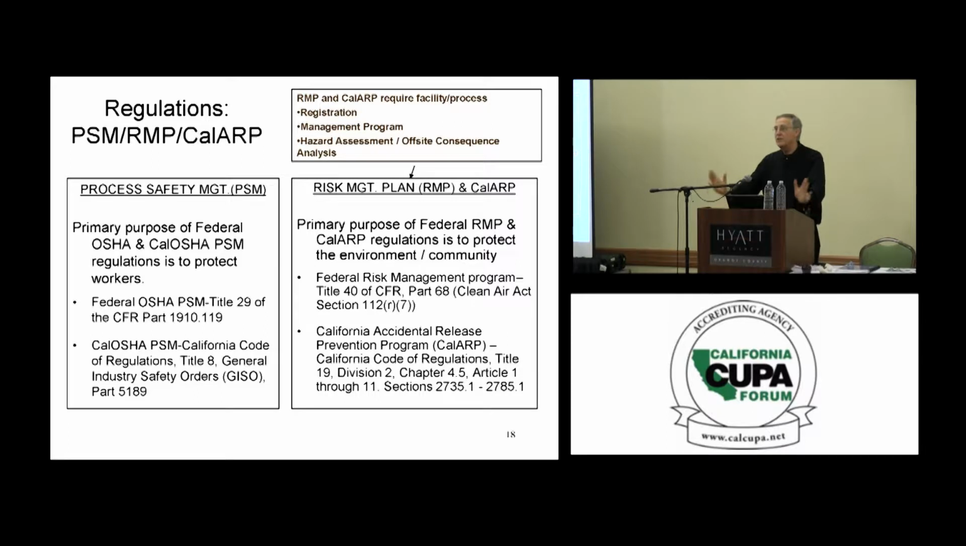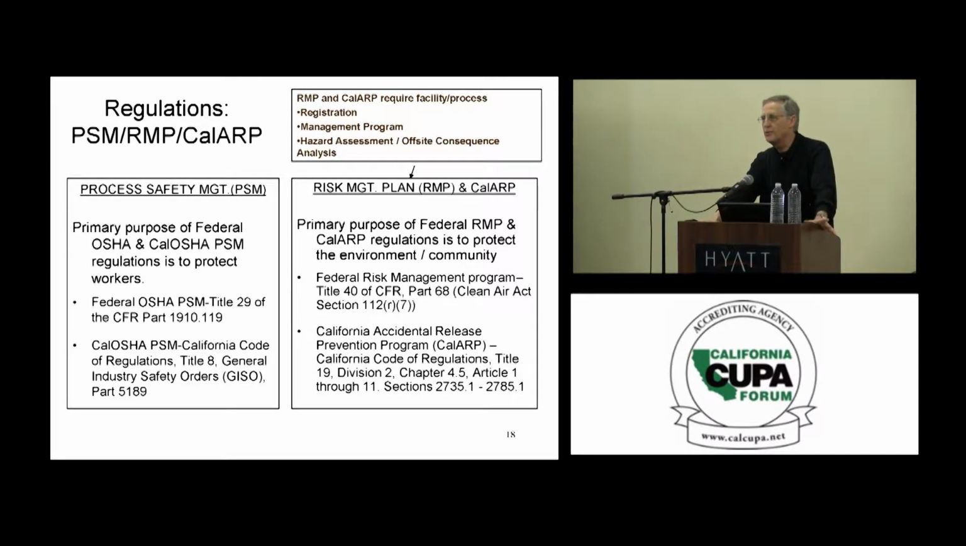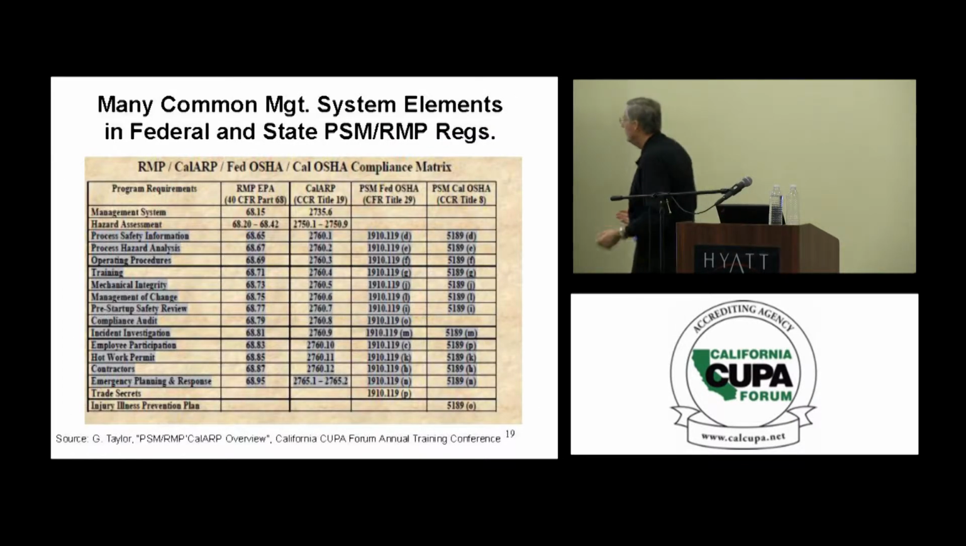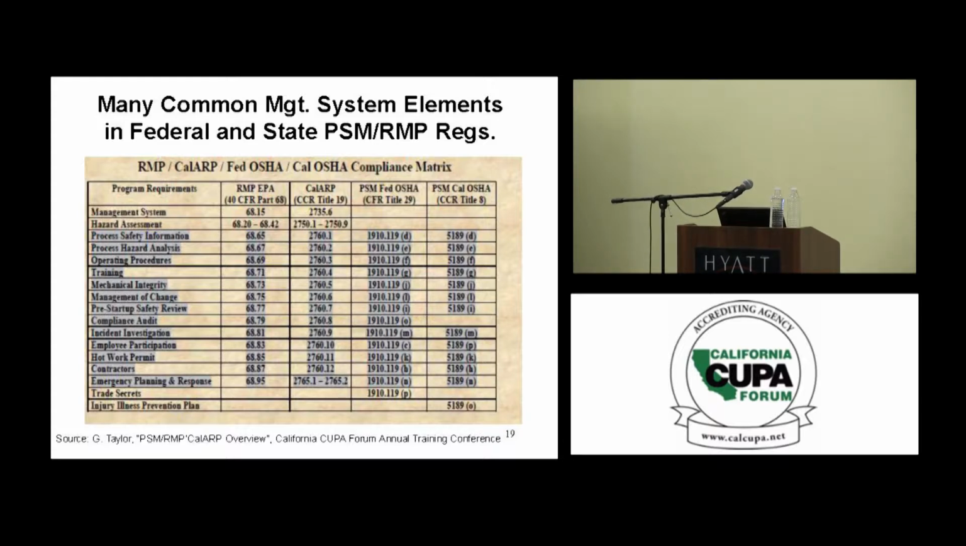Now let's talk about management systems and some specific examples where all of you are already familiar with some management systems. So one example is under OSHA PSM and EPA RMP or CalARP. What do we have? We've got a management system, essentially. We've got elements here: collecting process safety information, hazard assessment, operating procedures, mechanical integrity. These are the components of a management system.